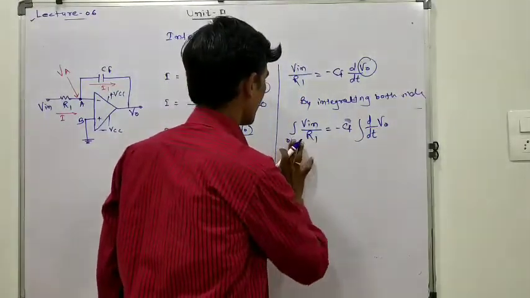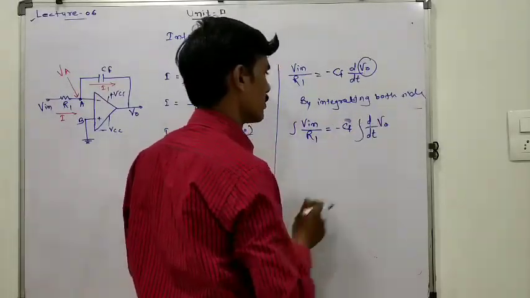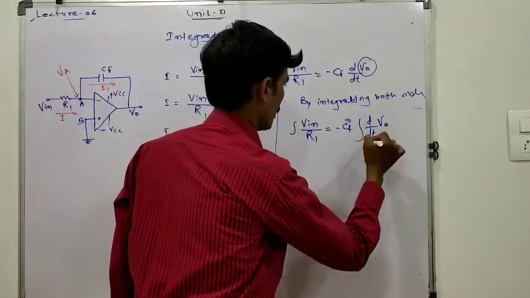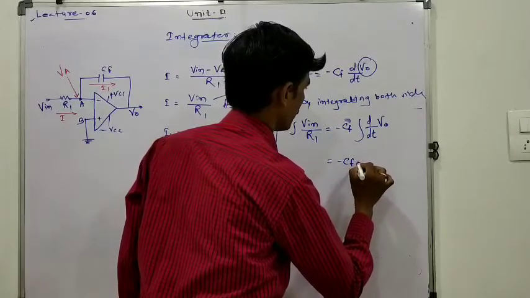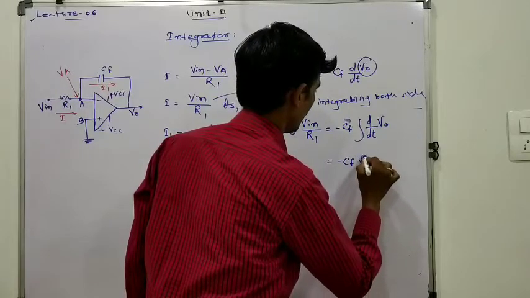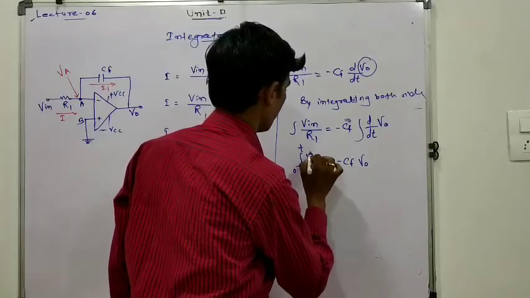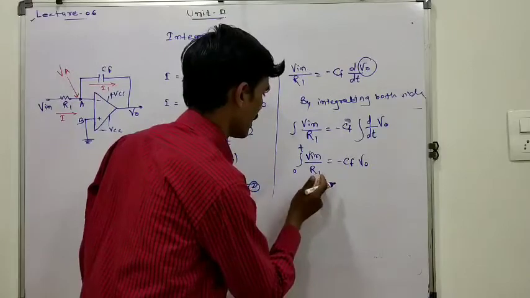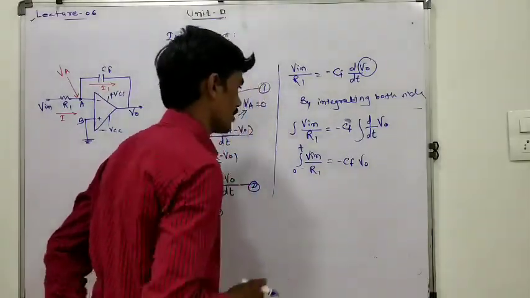0 to t, we can say 0 to t, that is over the time period. So this must be minus CF dt, and integration will be cancelled. This is nothing but the VO, and this is integration 0 to t time Vin divided by R1. R1 maybe we are taking R1 out of this integration because this is constant.